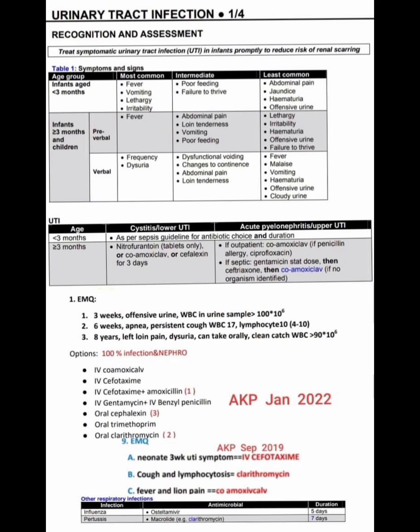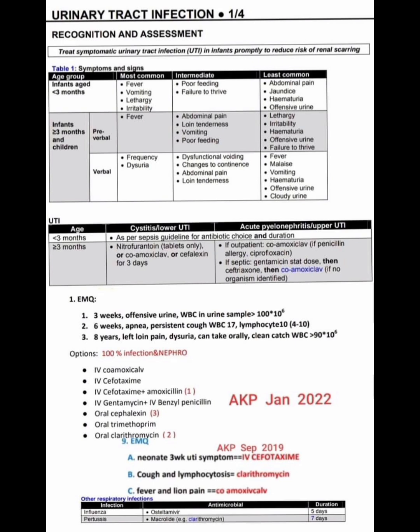More than 3 months old, acute pyelonephritis or upper UTI, we give the following treatment. If outpatient, then coamoxiclav. If penicillin allergy, we give ciprofloxacin. If septic, we give gentamicin stat dose, then ceftriaxone, then coamoxiclav if no organism identified.